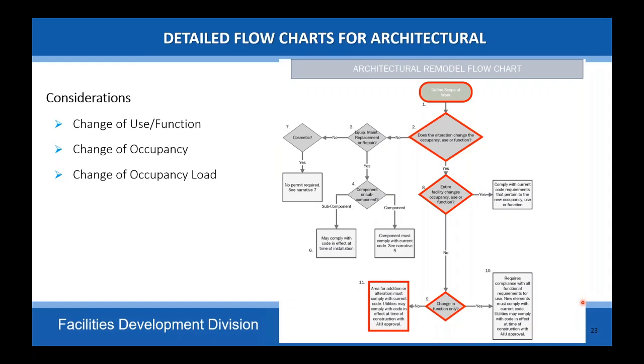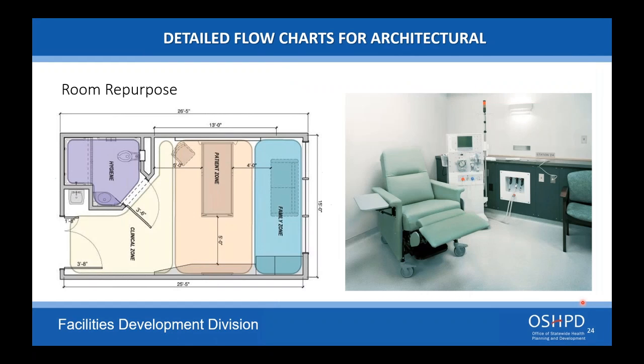So if it's not a change in function only, the area or addition of the alteration must comply with current code. The utilities, again, may comply with the code at the time it was originally constructed. A change in function will not trigger system upgrades. So let's look at some additional examples.